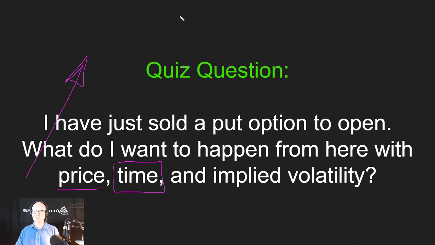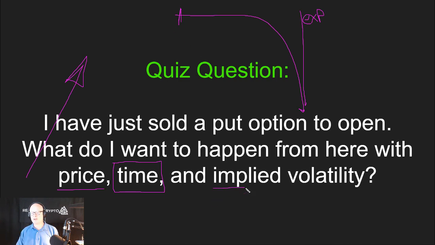Remember, there's only a certain amount of time before that option expires down to 0 at expiration date. So if this is the expiration date here, if I sell that option, there's only a limited amount of time that the move can take, right? So time is actually on my side when I sell an option.